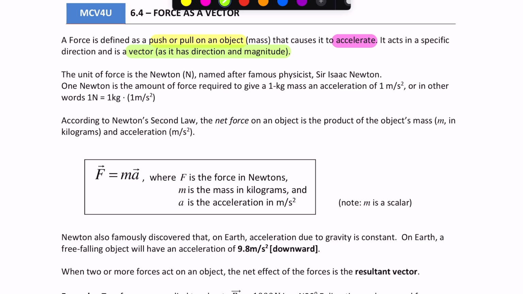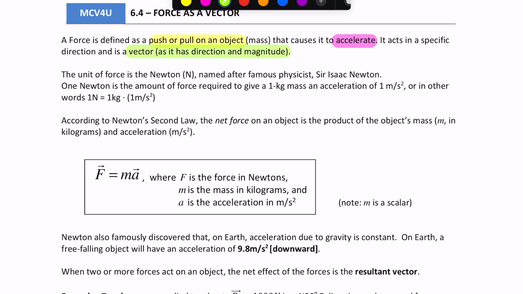Newton. And 1 Newton is the amount of force required to give a 1 kilogram mass an acceleration of 1 meter per second squared. Or in other words, 1 Newton is equal to 1 kilogram times 1 meter per second squared. And according to Newton's second law, the net force of an object is the product of the object's mass, m, in kilograms, and the acceleration, in meters per second squared.